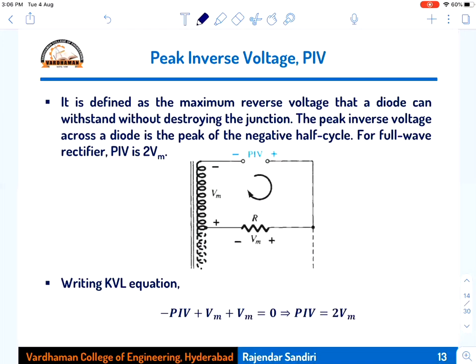Okay. Next, peak inverse voltage. What is the peak inverse voltage here? It is defined as the maximum reverse voltage that a diode can withstand without destroying the junction. So the peak inverse voltage across a diode is the peak of the negative half cycle. For the full wave rectifier, the peak inverse voltage is 2 Vm.